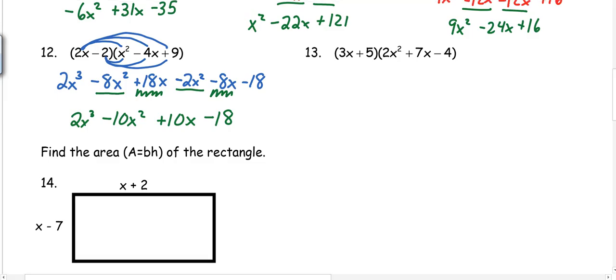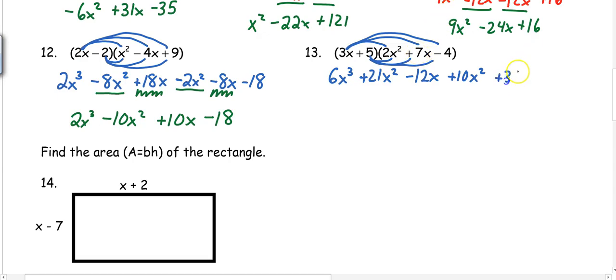So in number 13, first I'm going to distribute the 3x. So 3x times 2x squared gets us 6x cubed. 3x times 7x gets us plus 21x squared. 3x times negative 4 gets us minus 12x. And then I'm going to distribute the 5 to all 3 terms. 5 times 2x squared is 10x squared. 5 times 7x is plus 35x. And 5 times negative 4 is minus 20.